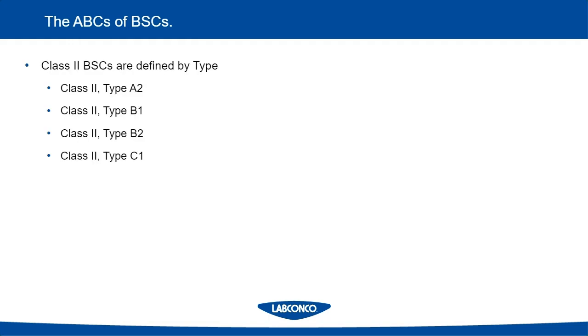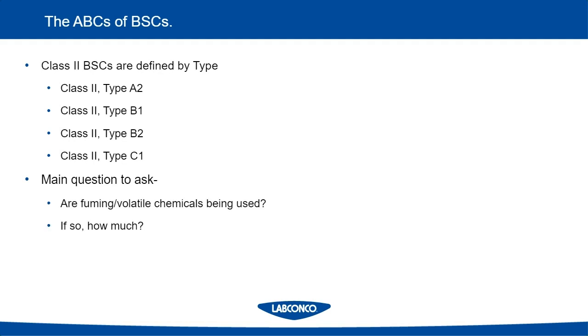So the different types of Class II BSCs are defined by type. So this would be a Class II A2, a Class II B1, a Class II B2, or a Class II type C1. These are the most common that are out there on the market today. The main question to ask as you're trying to sort through what type of Class II biosafety cabinet you need is, are fuming or volatile chemicals being used in the research? And if so, how much?